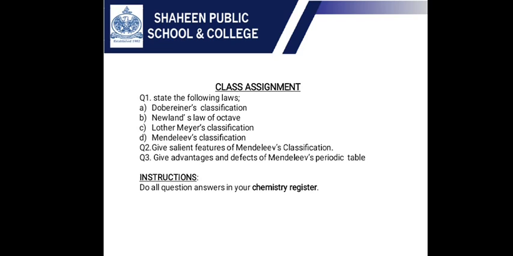Now students, I am discussing with you question number 3. Give advantages and defects of Mendeleev's periodic table. In place of advantages, you can also write the salient features, which I told you in the previous question, that is question number 2.